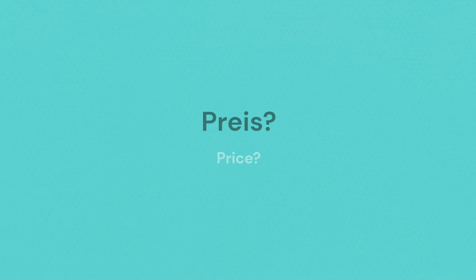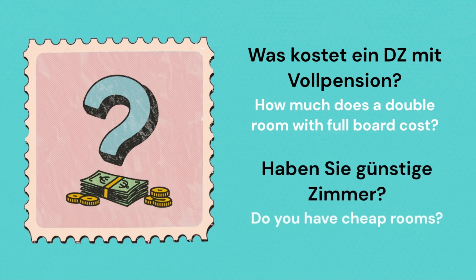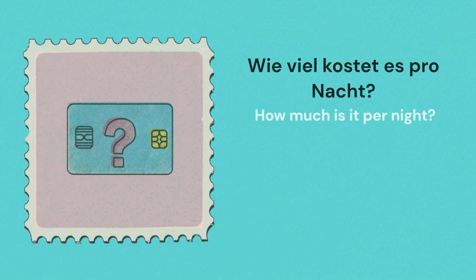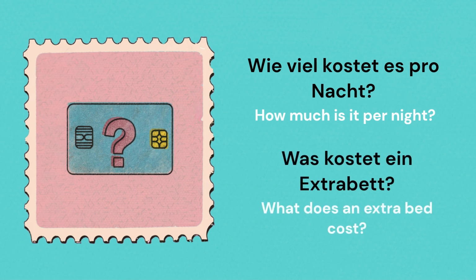Price? Was kostet ein Doppelzimmer mit Vollpension? Oder haben Sie günstige Zimmer? Oder wie viel kostet es pro Nacht? This when you have already mentioned what kind of room you want to have. And sometimes maybe you need an extra bed. Was kostet ein extra Bett?